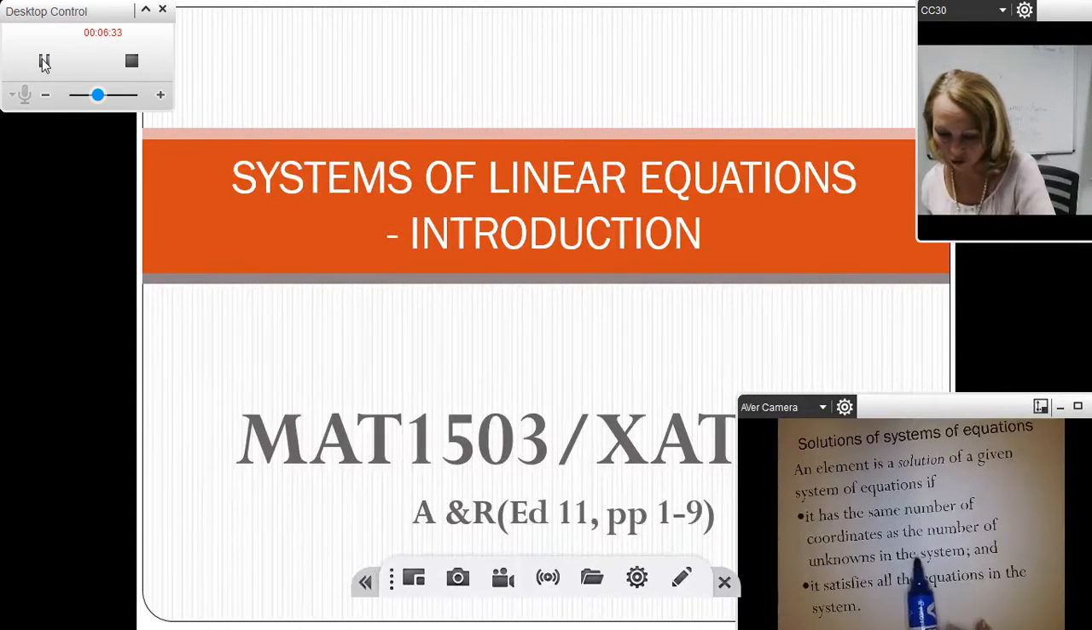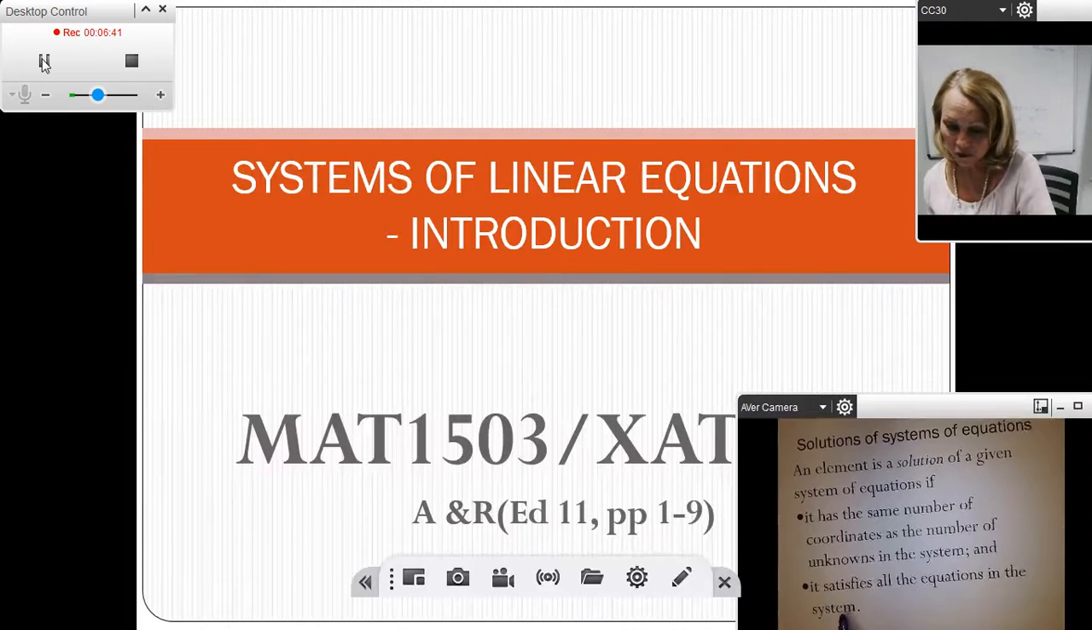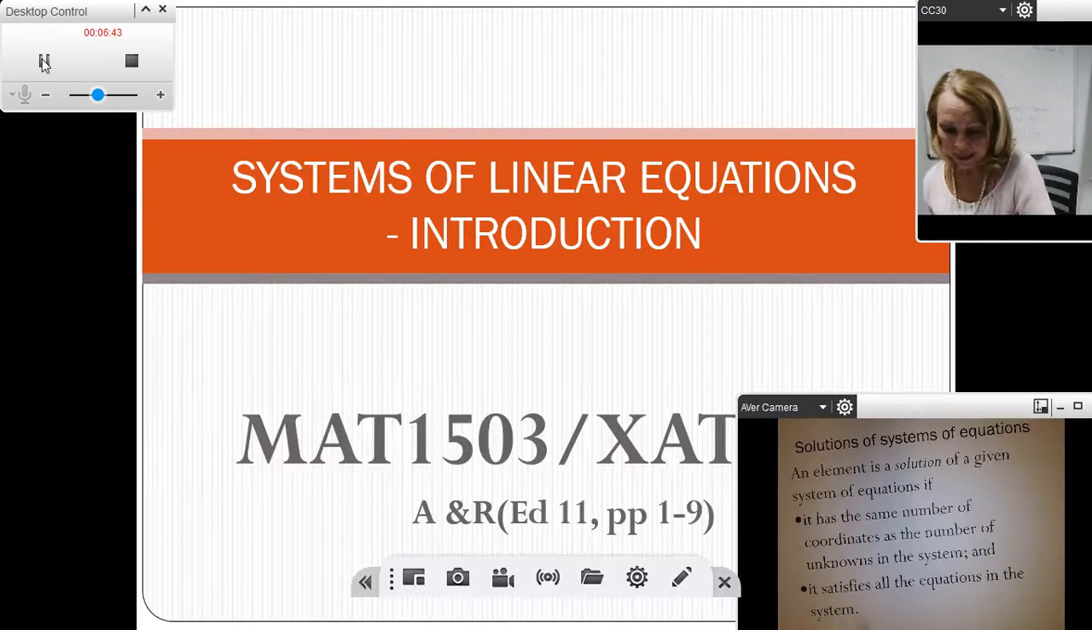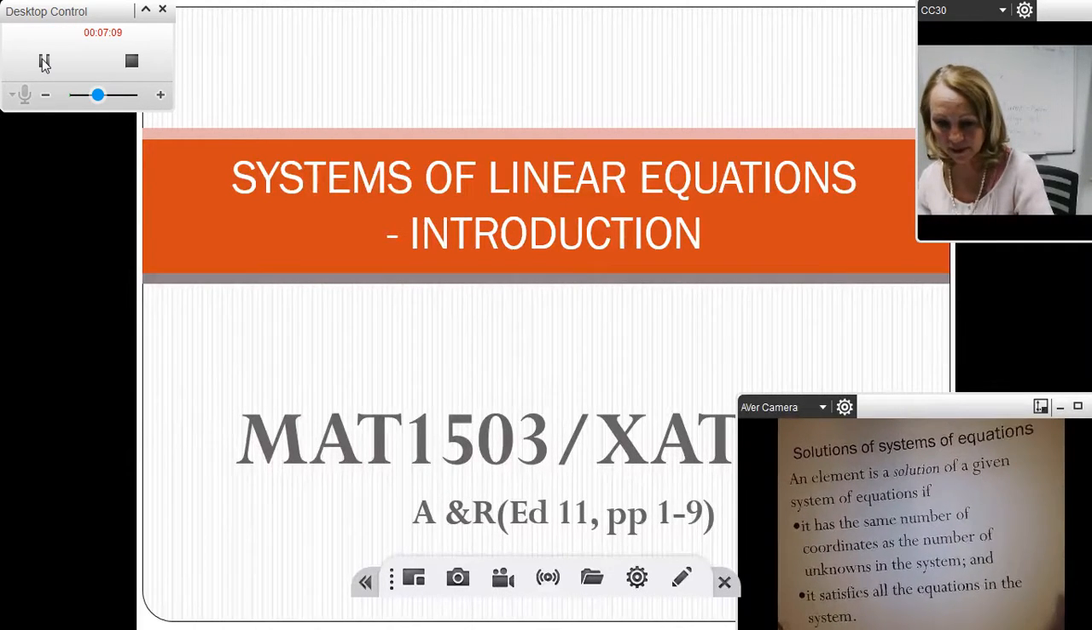If you're working in R3 in your system, then your solution has to be in R3. And then the second requirement for the element to be a solution is that your element must satisfy all the equations in the system. That means that if there are 3 equations in the system, your element has to satisfy all 3 equations simultaneously. So even if it satisfies 2 of the equations, for example, equation 1 and equation 2, but then doesn't satisfy equation 3, then it is no longer a solution to the system of equations.